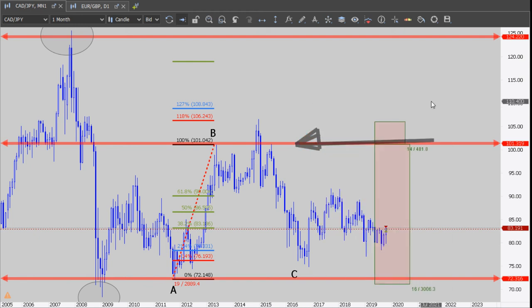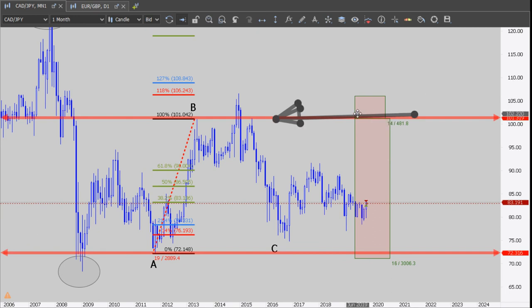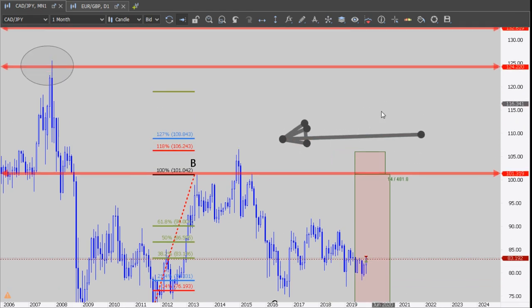Not there, I mean enter for long. Yes. Wouldn't you enter at the B high? That is break the trend line up. Oh.